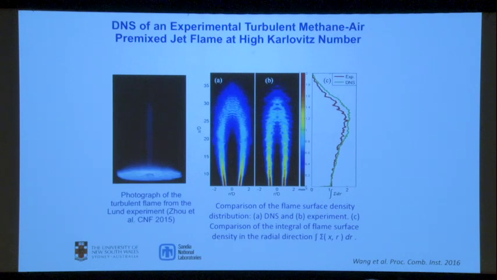A more quantitative metric was to compare the integral of the flame surface density in the radial direction of the jet between the experiment and the DNS, and we get very good agreement throughout the development of the jet. The experiment is shown in the red line, and the DNS is in the green line.